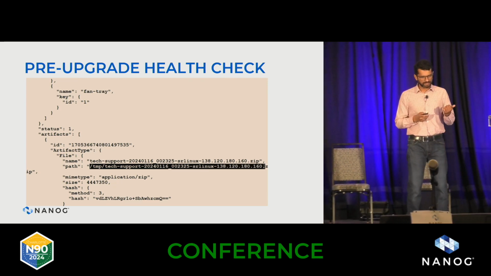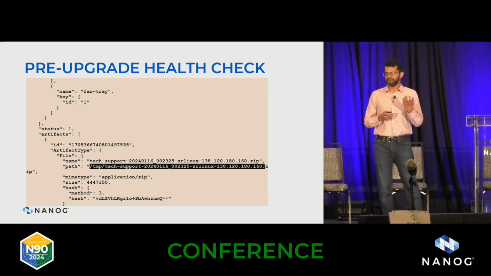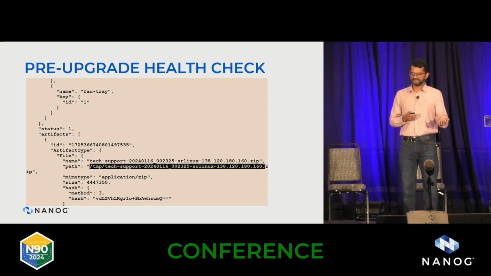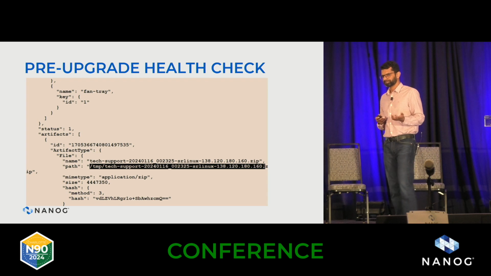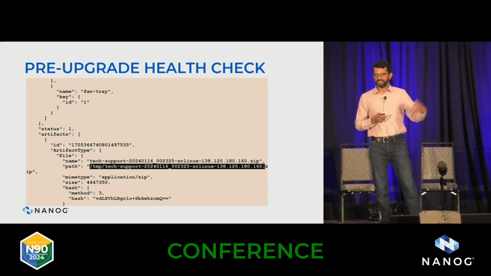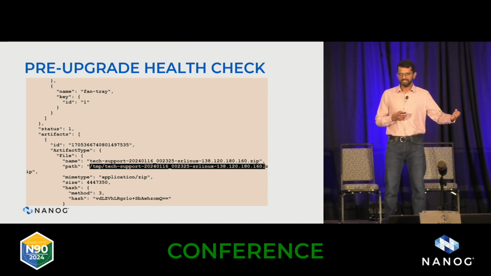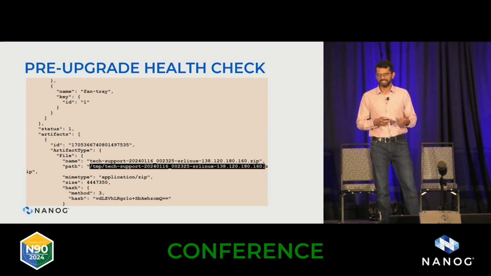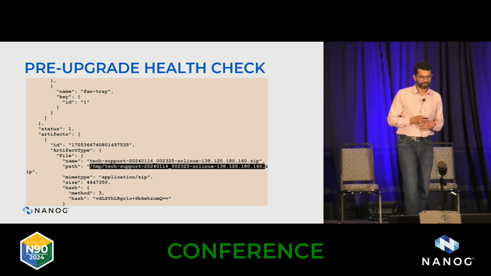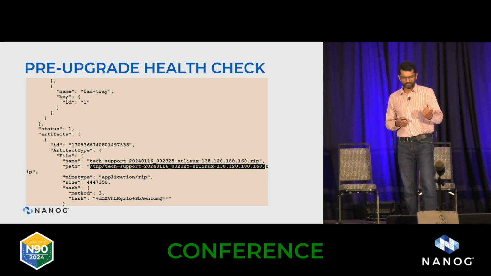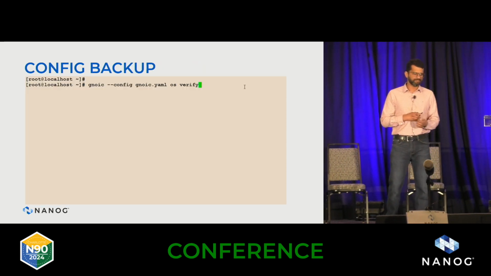Now the healthz service also took a core dump or a hardware dump of the router, a tech support file, and it gives us the location of that tech support file. So if we need further investigation on a fan tray which is not healthy, then we can grab this tech support file and open a case with TAC and get it investigated. So the pre-upgrade health check is done. Now we can go ahead and take the configuration backup.